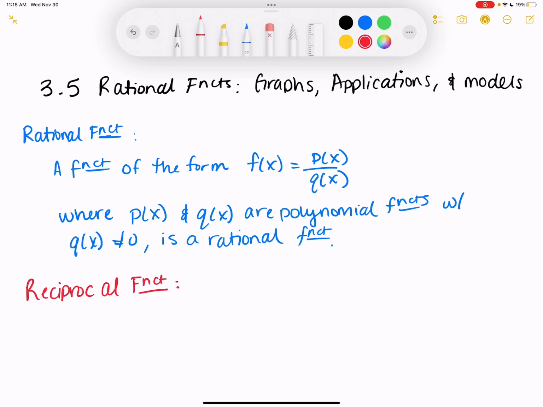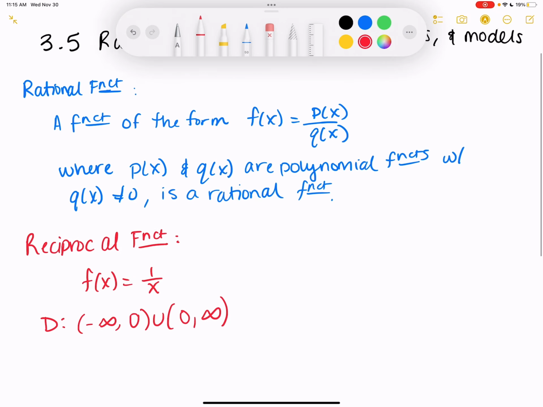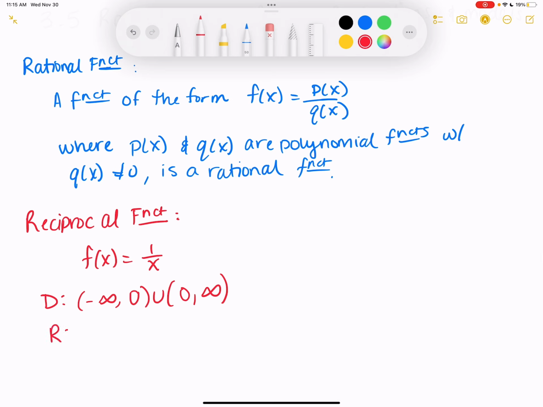All right, a reciprocal function is f of x equals 1 over x. The domain of that is negative infinity to 0, union 0 to infinity. And the range is also negative infinity to 0, union 0 to infinity.